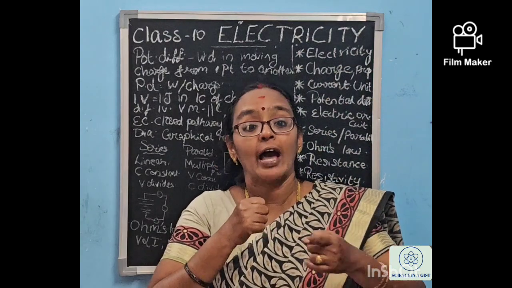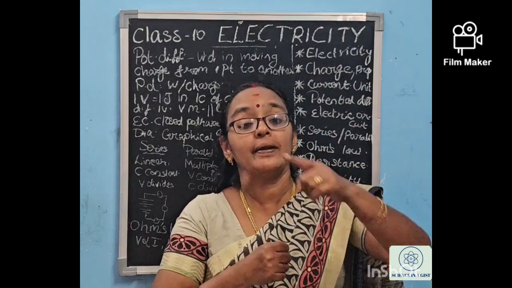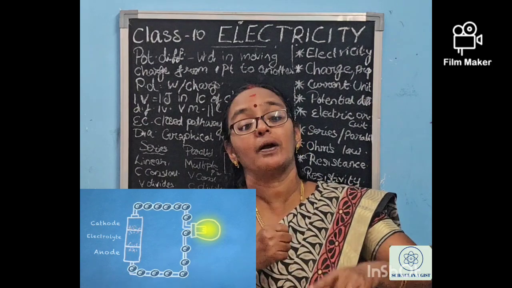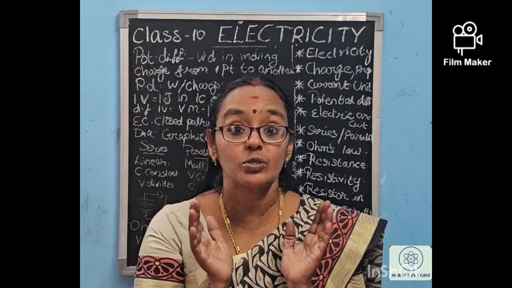What do the electrons have? The electrons have charge and they start to move. So what happens? As the charged particles are moving, the current will be generated. Okay, so the potential difference is very important.